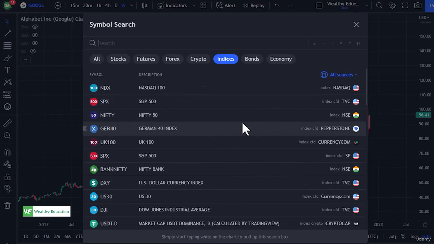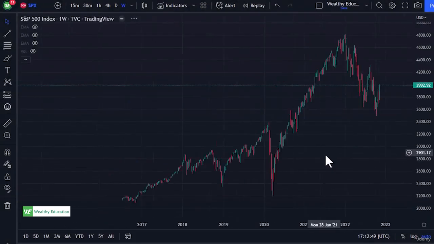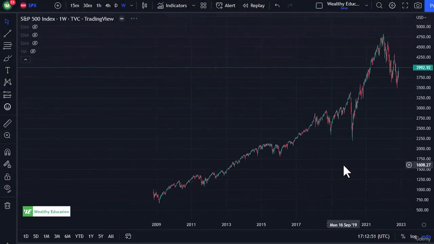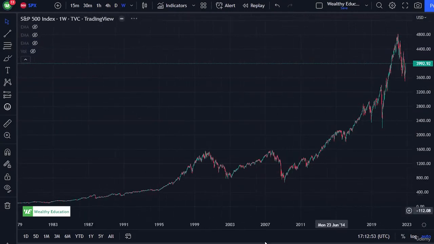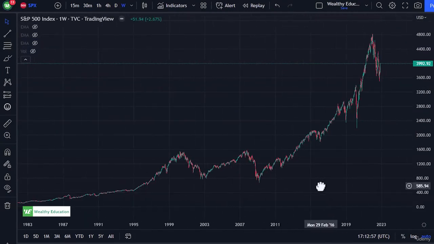You can even look at this in indices, S&P 500. Yes, it's been a pretty nasty correction, but when you look at the S&P 500 going back to '79, I mean, you've still made most of your money on the upside. Does not mean that you cannot make money on the downside. It's just that it's easier. So that's the idea I'm basically trying to pound into your head here.